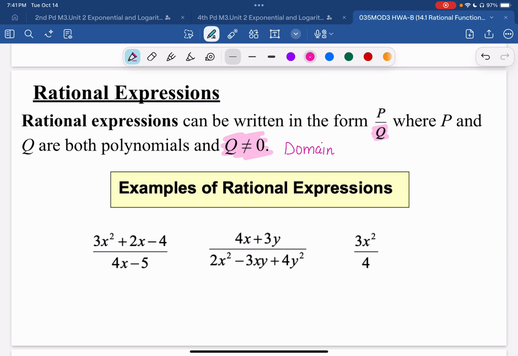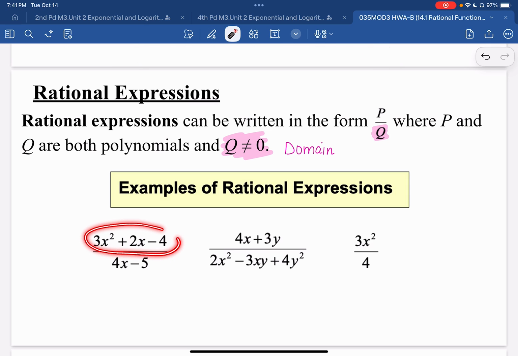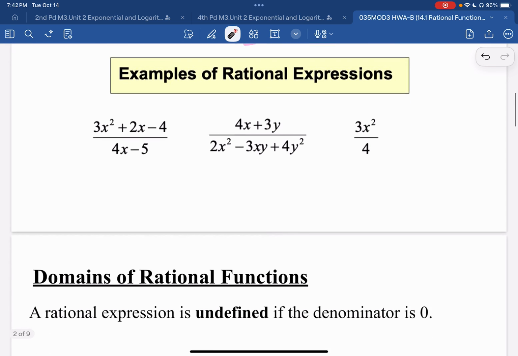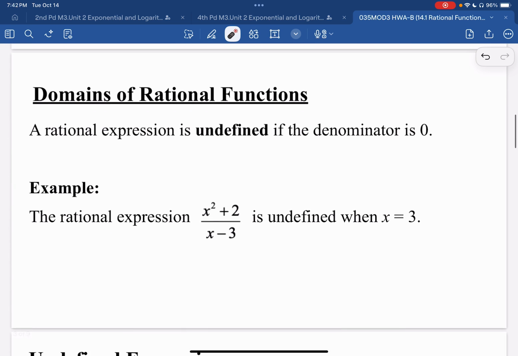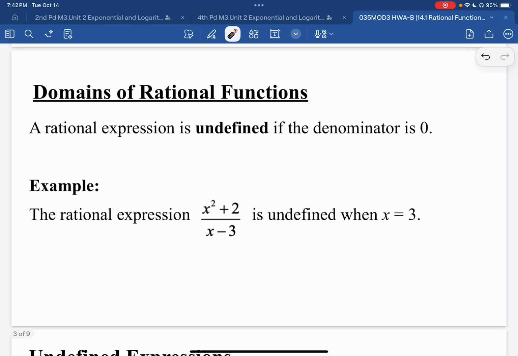Some examples of rational expressions. We've got 3 here. Each one of these has a polynomial in the numerator, that would be your P, and then the denominator, that would be your Q. Again, numerator, denominator, numerator, denominator. So what exactly are we going to do with these? The first thing I want to talk about is a little bit more about that domain.